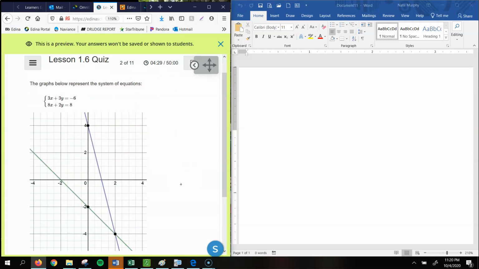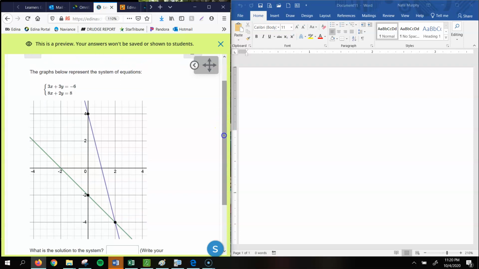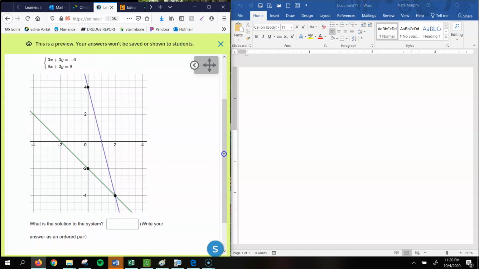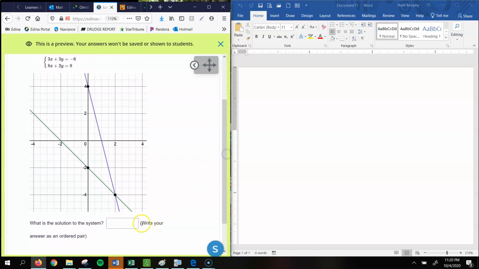For this one, it says the graph below represents a system of equations. We want to find the solution to the system, and we'll write your answer as an ordered pair. The solution of the system is not any of these other coordinates. It's the spot where these two graphs intersect each other, which is a coordinate where x is 2 and y is -4. So (2, -4) would be your solution.